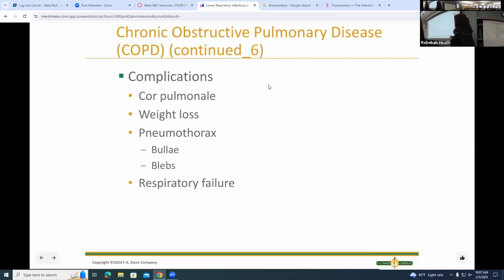Complications of COPD, cor pulmonale, basically just saying heart failure, right? These people can develop heart failure because of the stress that the lungs are going to put on the heart. They might have weight loss, and they might end up having a pneumothorax, which we're going to talk about a little bit later in the day, which is a complication.